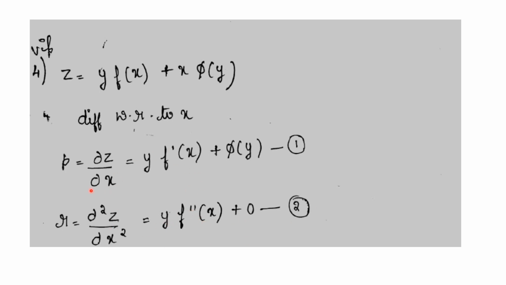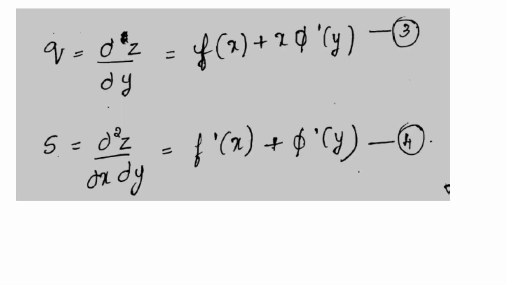So next I have to differentiate it partially with respect to y. So what is the differentiation of z with respect to y? That is ∂z/∂y equal to differentiation of y with respect to y is 1. So 1 into f of x plus the differentiation of x into phi of y is x into differentiation of phi of y, which is phi dash of y. So let me name this as equation 3.